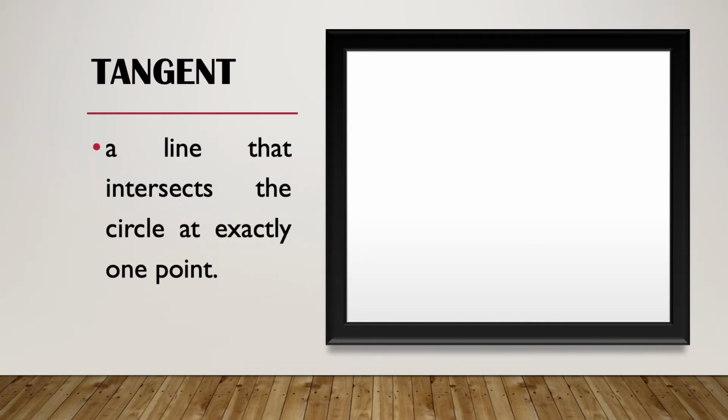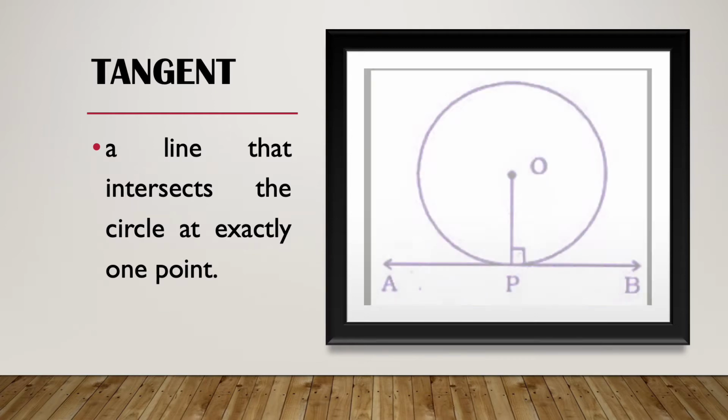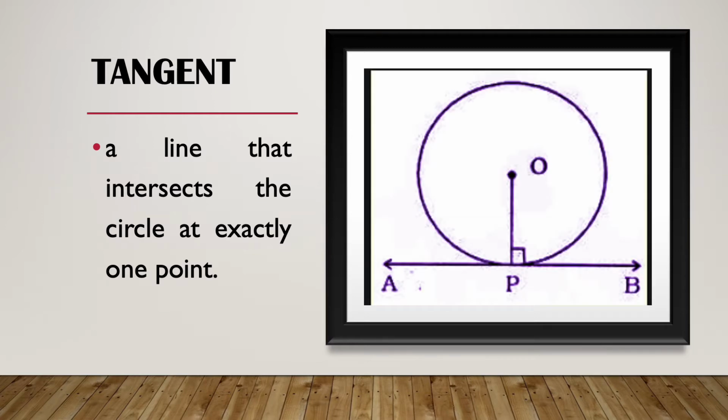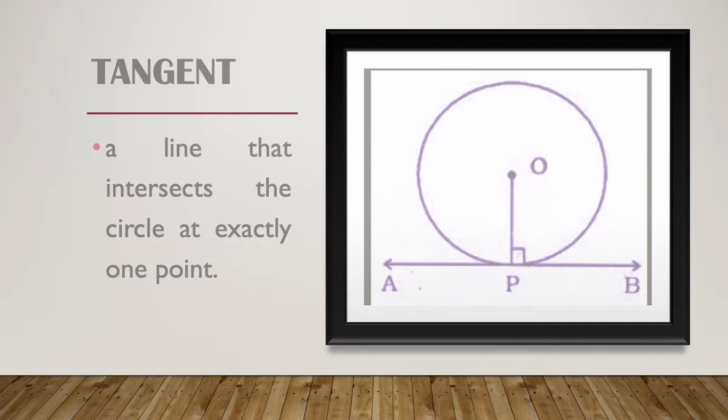Now let's move to tangent. Tangent is a line that intersects the circle at exactly 1 point. At circle O, the tangent line is tangent line AB, and the point of intersection of line AB and circle O is point P, which is called the point of tangency.